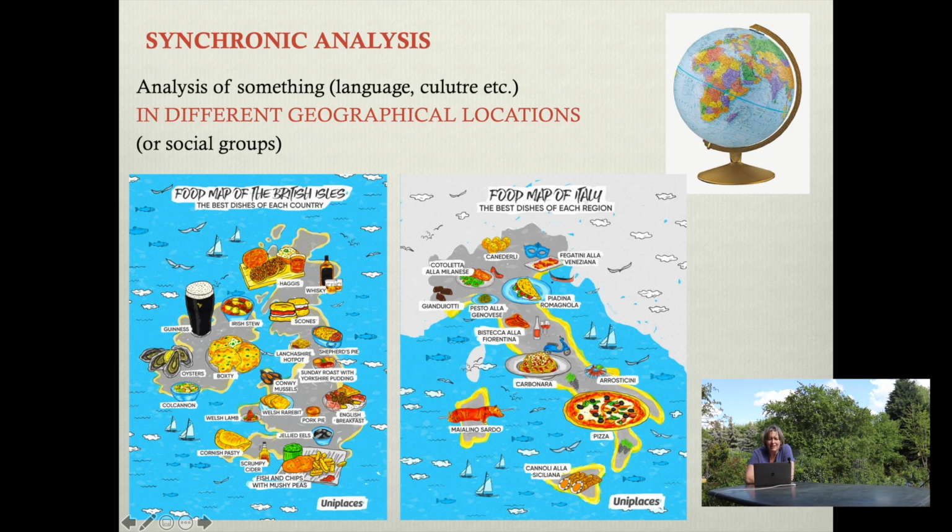We are going to look at the map of the United Kingdom and some regional foods, perhaps typical national foods for Britain as a whole, perhaps more regional or even localized to individual towns or smaller areas. So this is synchronic analysis. Diachronic analysis is the analysis of something in different times. So the same location, different times.